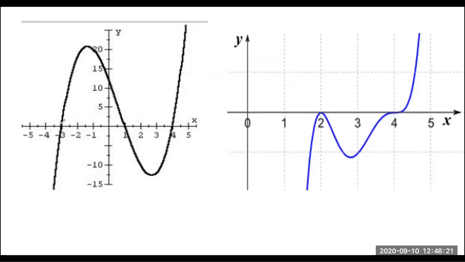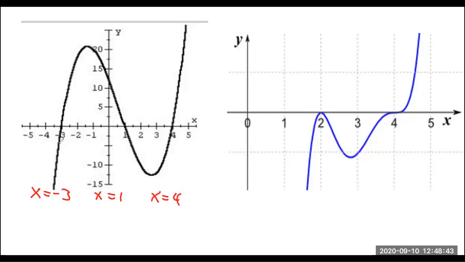First, let's identify the x-intercepts. Emily, what's the x-intercepts on this first one? -3, 1, and 4. So x is equal to -3, x is equal to 1, and x is equal to 4. It's easy to find x-intercepts when you're looking at a graph.